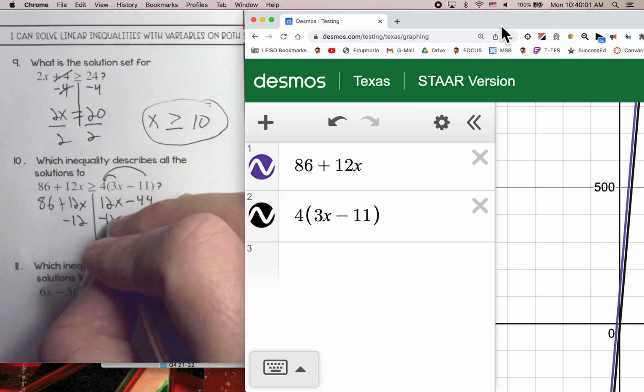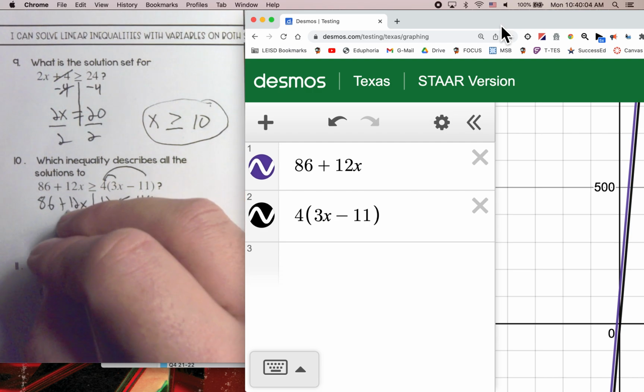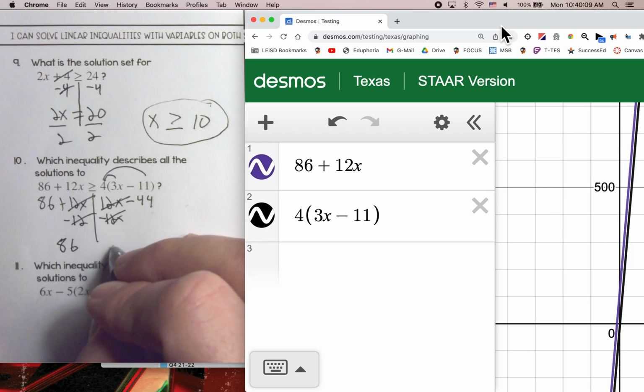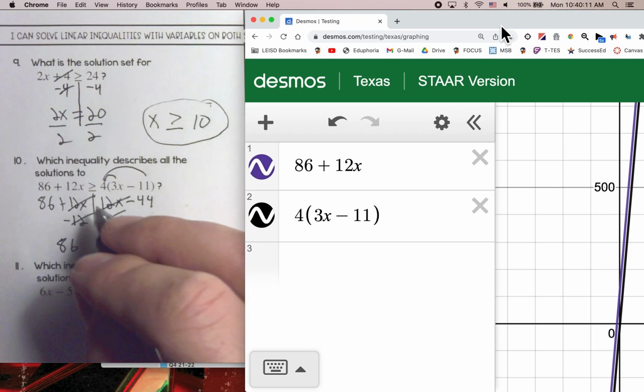12x minus 12x is 0. Uh-oh, I've gotten rid of my constants, y'all. All right, so I got 86 and I got negative 44. I'm going to bring down my inequality sign.